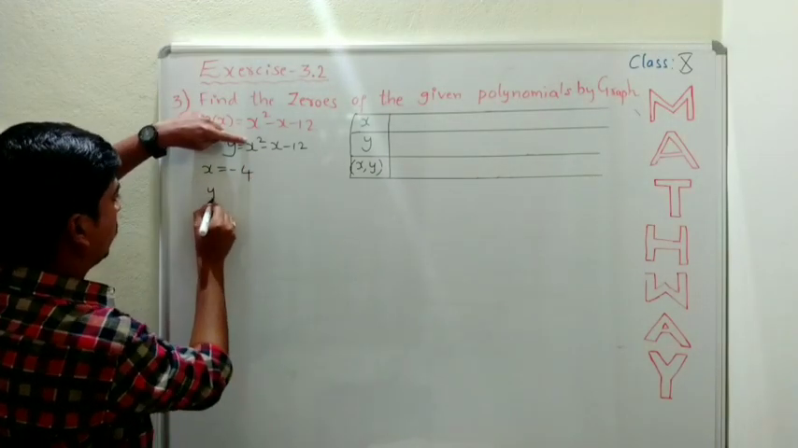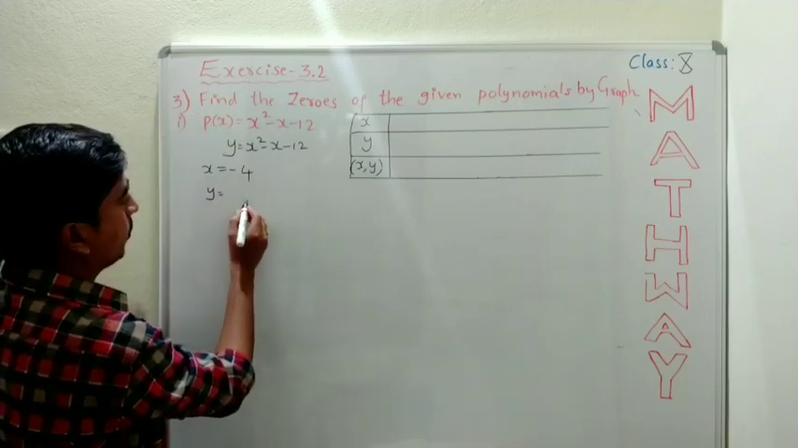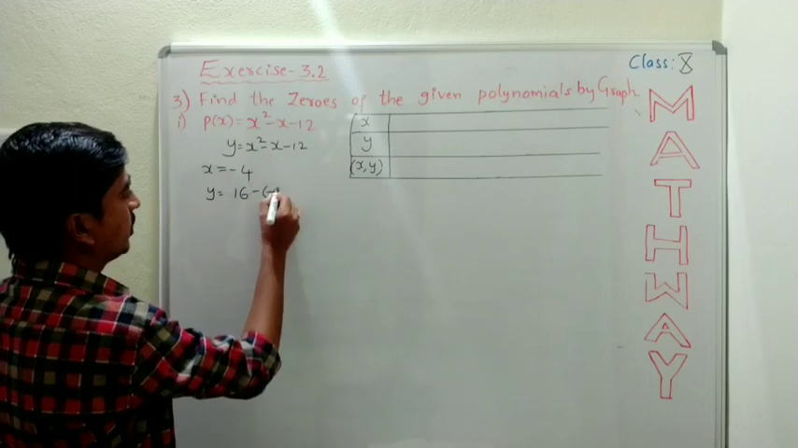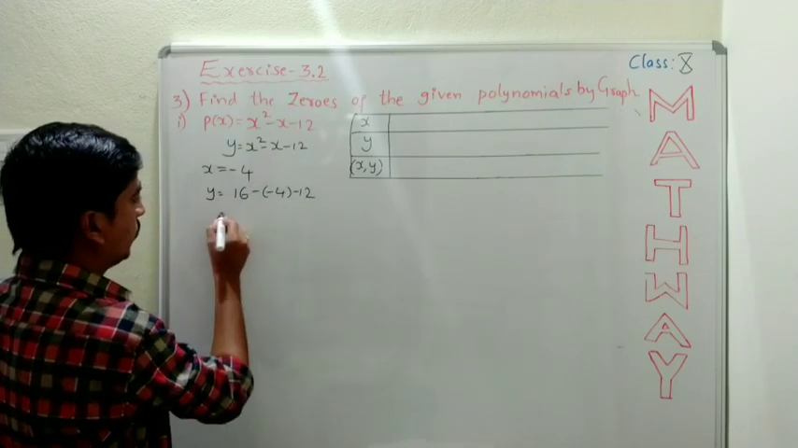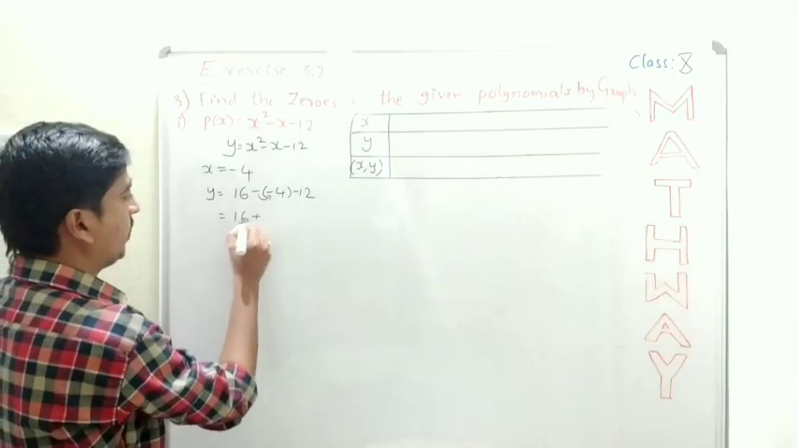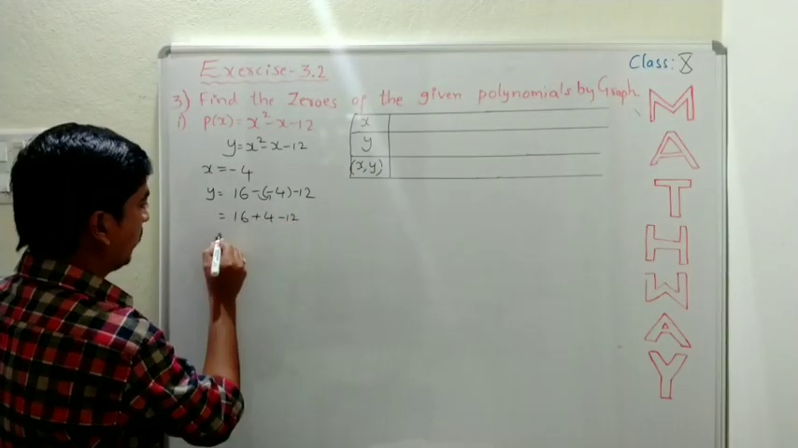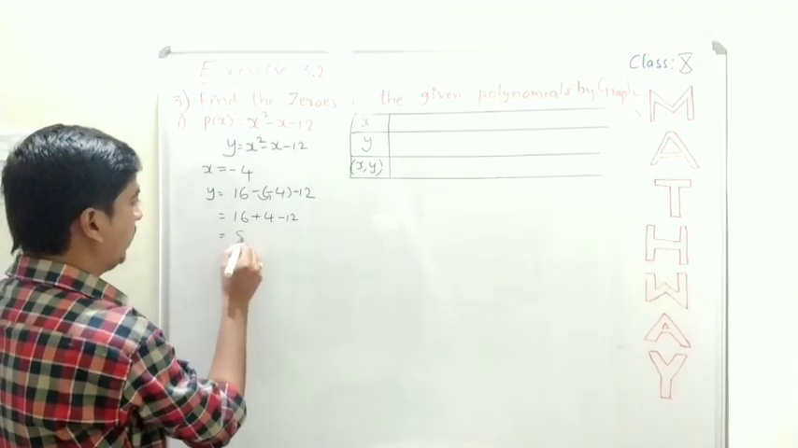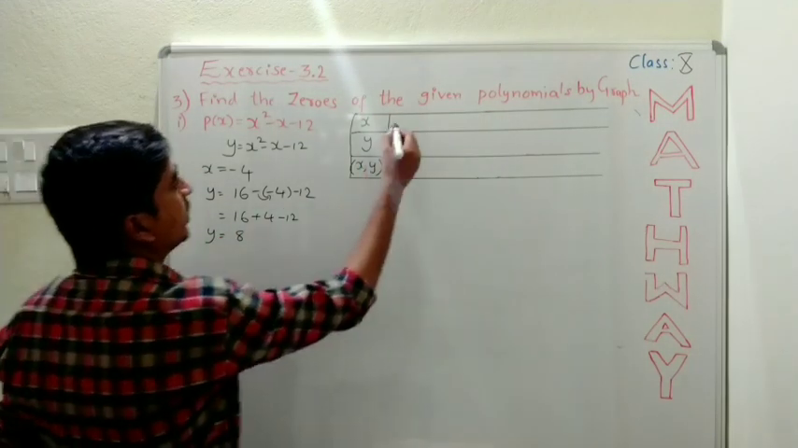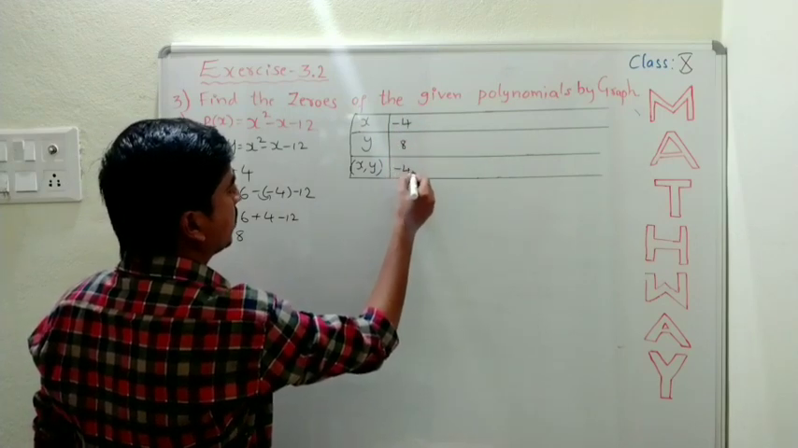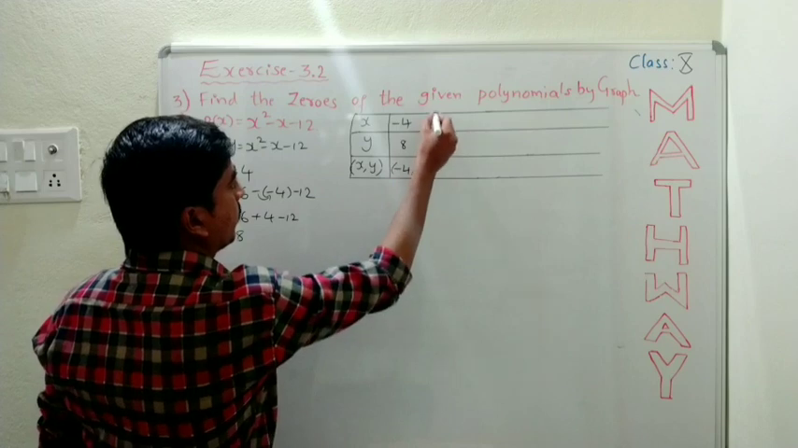Then we get y equals minus 4 square, which is 16, again minus of x is minus of minus 4, minus 12. 16 minus into minus is plus, so 16 plus 4 minus 12. 16 plus 4 is 20, 20 minus 12 is 8. So when the x coordinate is minus 4, the y coordinate is 8. The point is minus 4 comma 8.